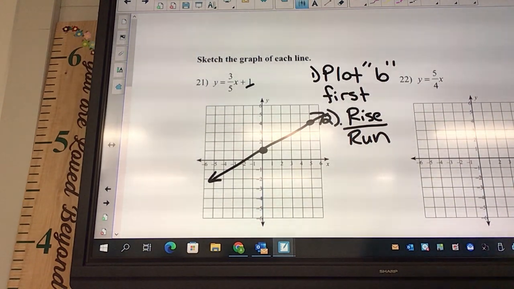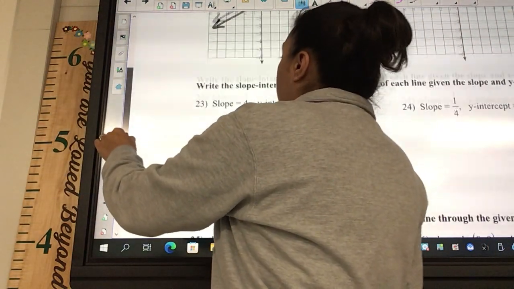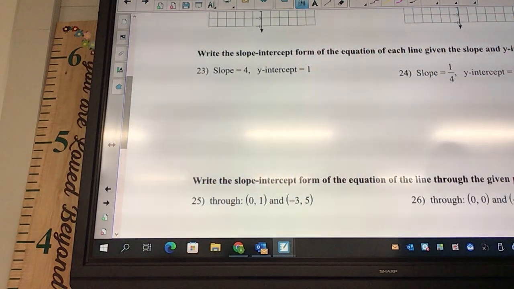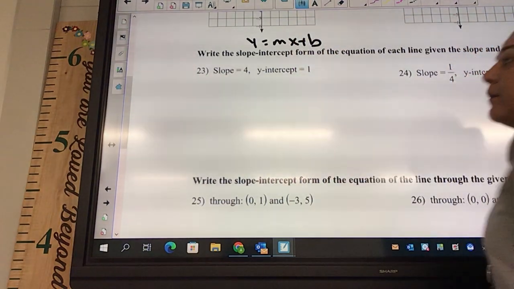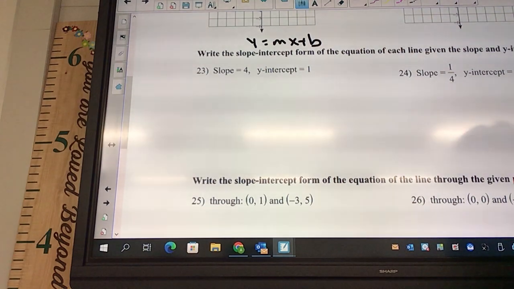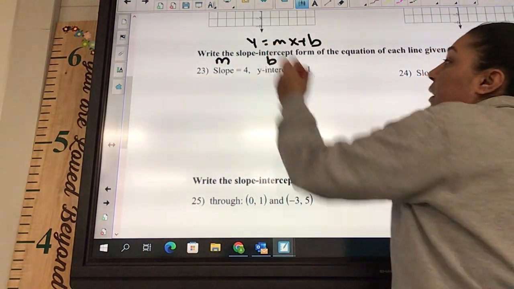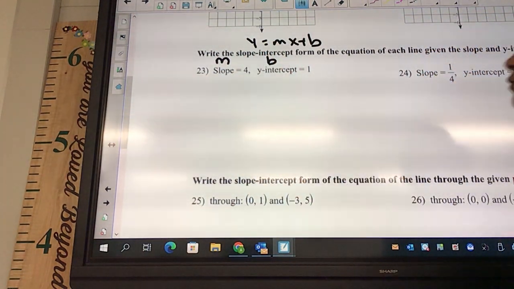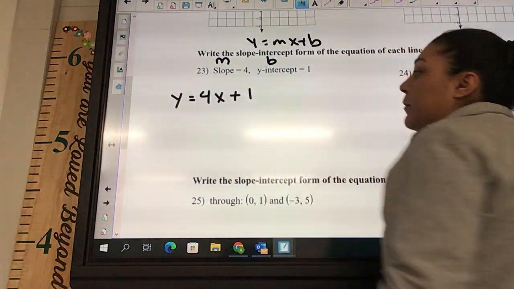Yeah. So if there's nothing there, it's a plus 0. Okay, 24, it says write the slope-intercept form. So we got y equals mx plus b. Okay, what letter do I use for slope? M, and then the y-intercept is a b, okay? And so we have everything we need. So we're just gonna say y equals 4x plus 1.